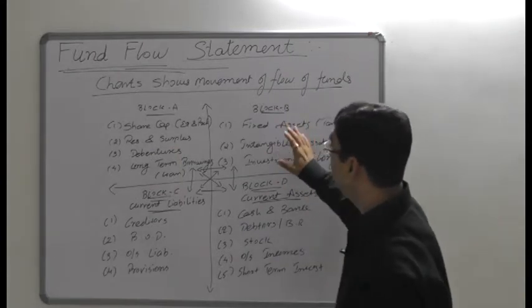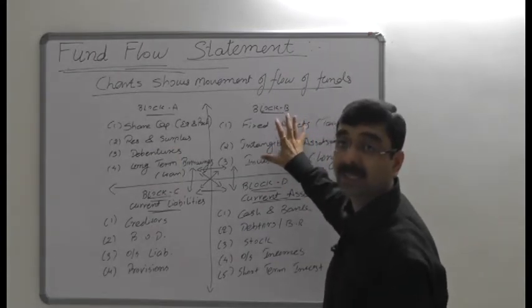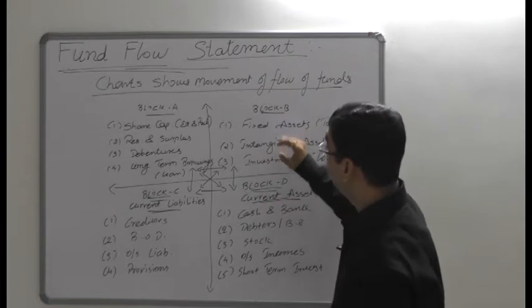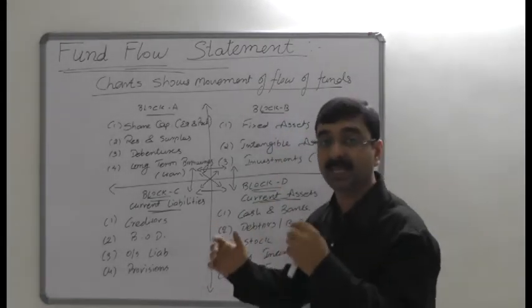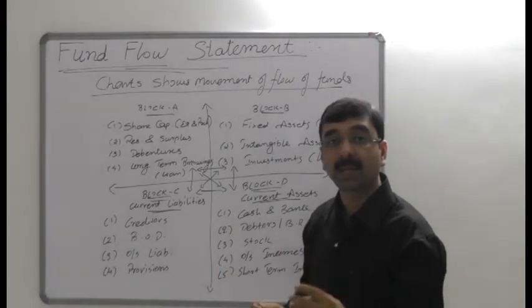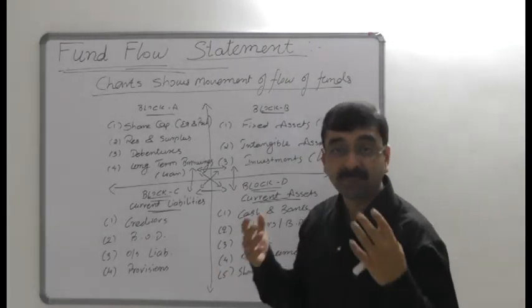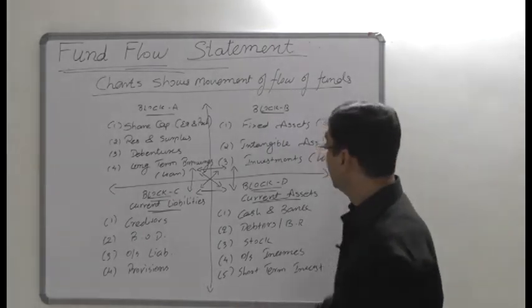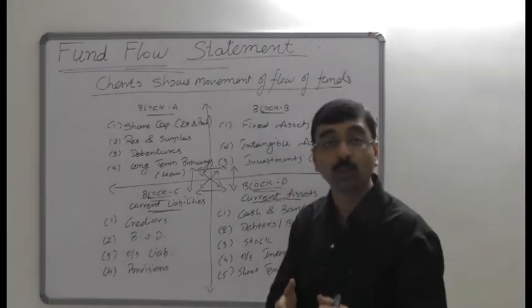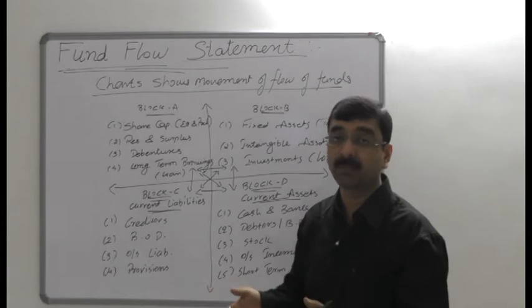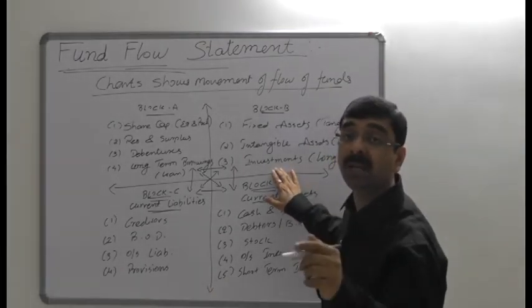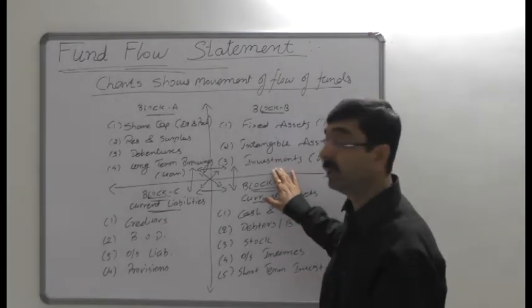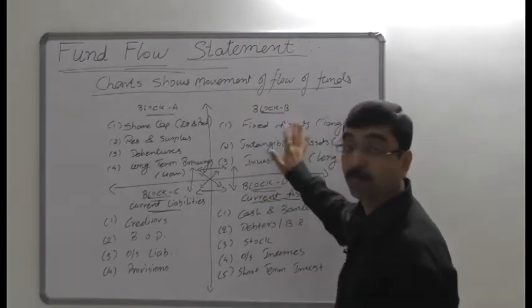Now see block B. Block B carries fixed assets and investments. Fixed assets are of 2 types. One is tangible assets and the other is intangible assets. Tangible assets like plant, machinery, land, building and others. Intangible assets carry goodwill, patent, copyright, trademark and other things. And investments which are made for a long-term duration, long-term period, are also considered under this block.